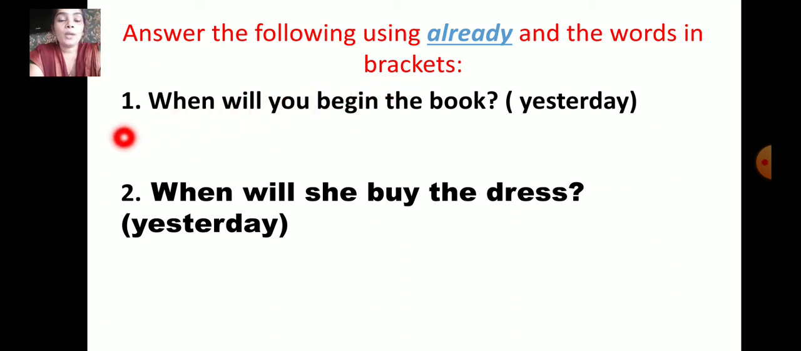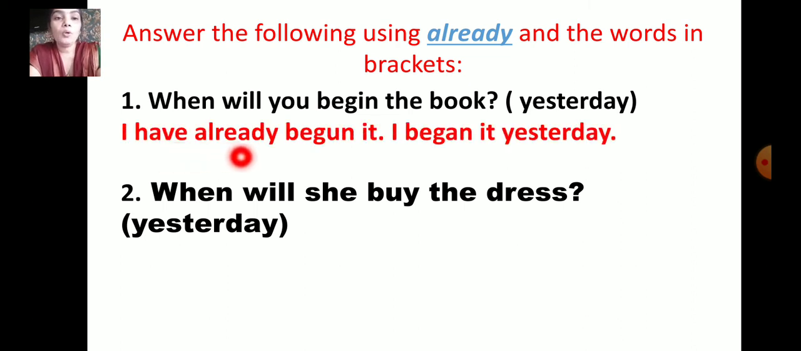So number 1, when will you begin the book? So it is given yesterday. So when will you begin the book? I have already begun it. And I began it yesterday. So I have already begun it, and the past participle: begin, began, begun.